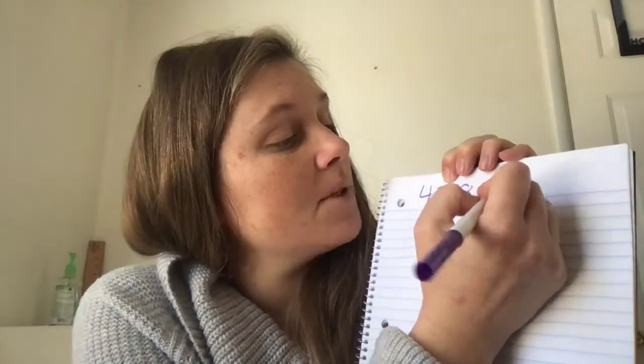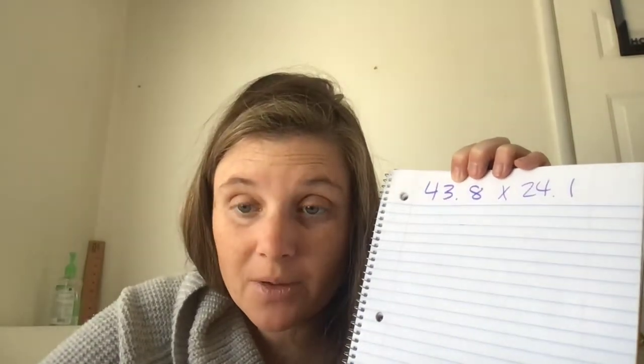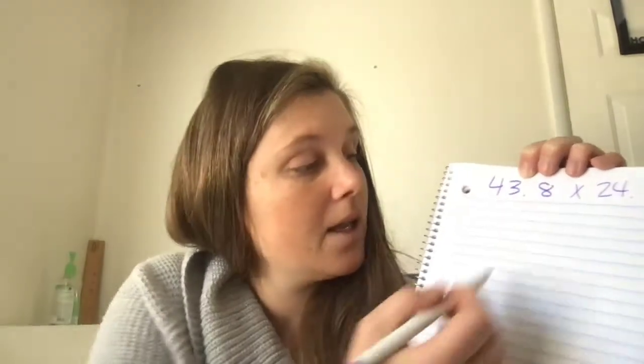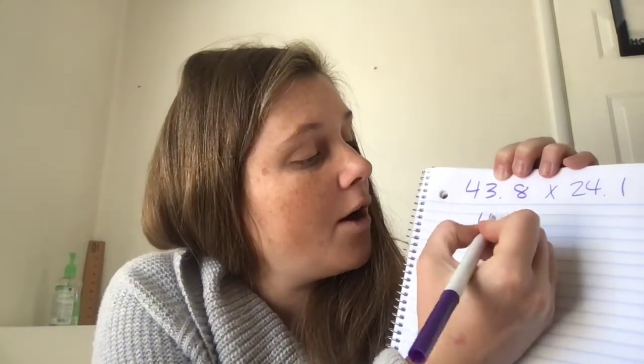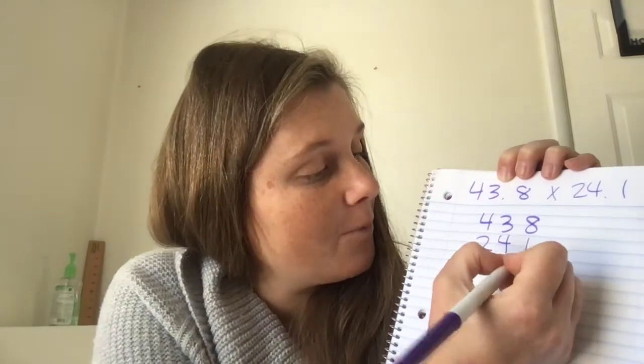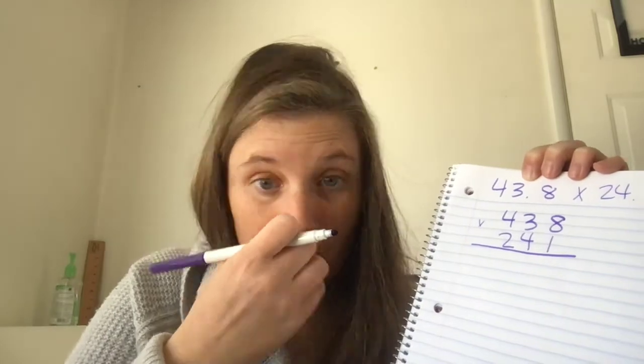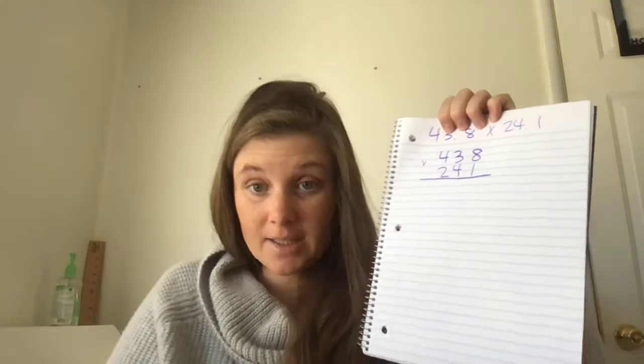Okay, let's do another one. Let's do, okay, if we have 43.8 times 24.1. The first thing we do is we do it without the decimal points. Okay, so we just go 438 times 241. All right, so pause me and multiply that out. It's going to be big. All right, did you get an answer?